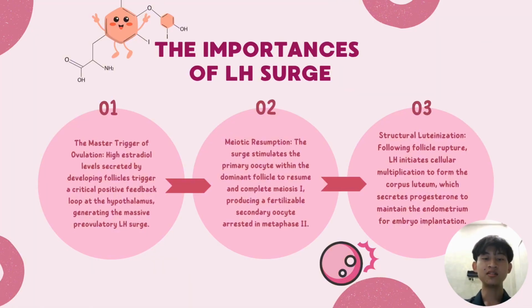Exactly, the LH surge is the essential master trigger for normal reproduction. It relies on a positive feedback loop from estradiol to initiate final egg maturation and resume meiosis. It is absolutely mandatory for follicle rupture and egg release. Without a proper, robust LH surge, ovulation may be severely delayed, highly irregular, or completely absent. This disruption significantly reduces overall fertility and makes natural conception very difficult.